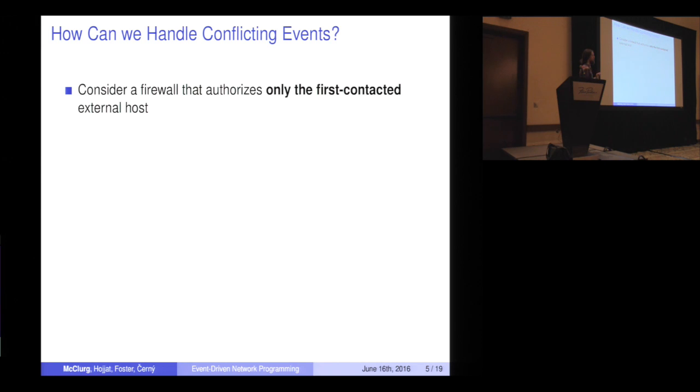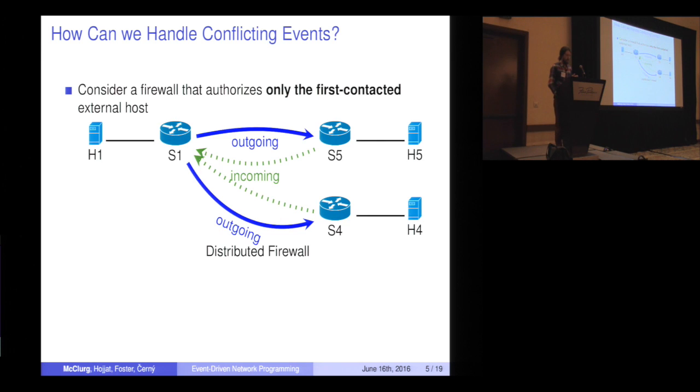Consistency model is we need to deal with events, so events that conflict with each other. And what I mean by that is consider a different type of stateful firewall. The first contacted external host is traffic. So H1s can still talk to H4 and H5, but only the first one that's contacted will be able to respond with incoming packets.